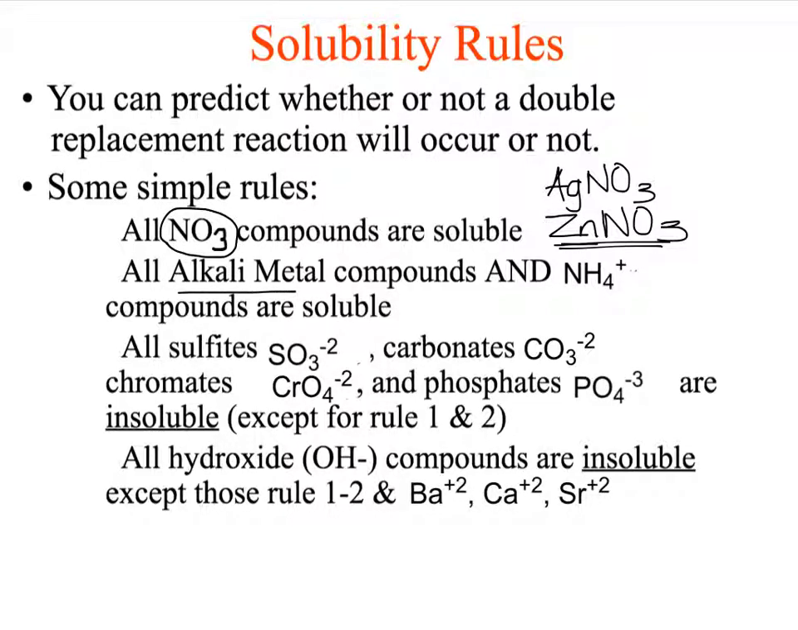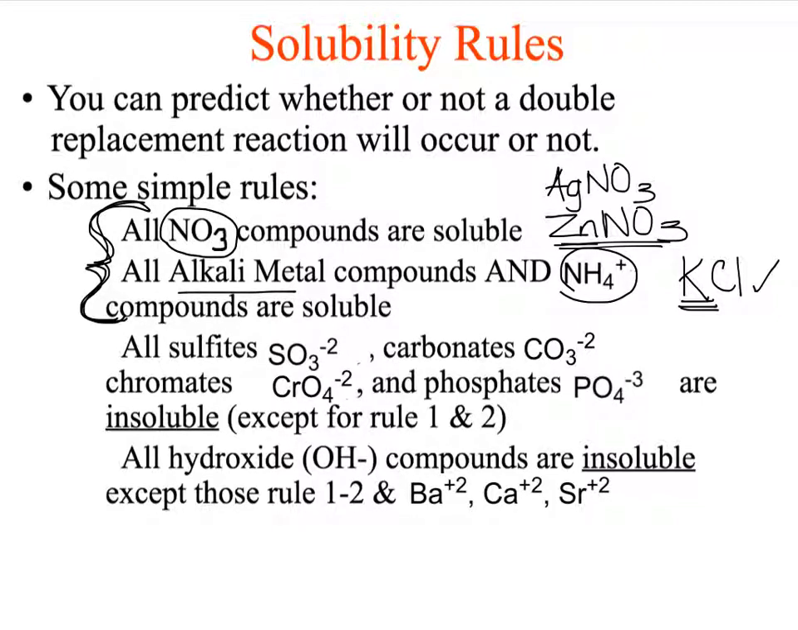Alkali metals, that's your first column, they're all soluble too. So if you weren't sure and you saw, for example, KCl, and you put that in water, since potassium is an alkali metal, this would always be dissolved in water. And anything that starts with ammonium as well. So all of these, if both products in a double replacement have one of these things, then the reaction won't happen, because all of these products would be soluble. They would all be aqueous. None of them would form a precipitate.